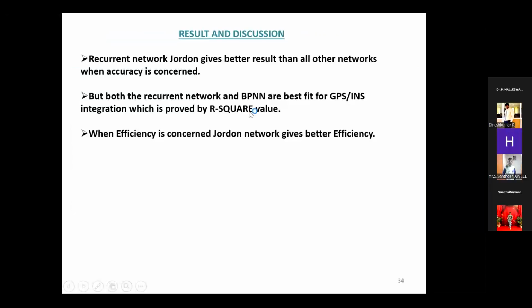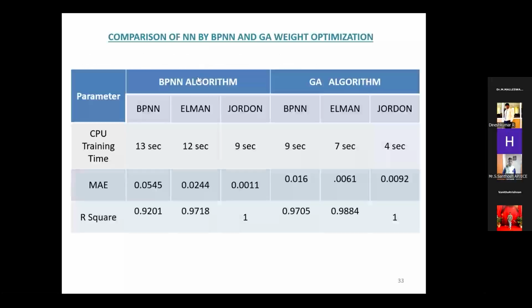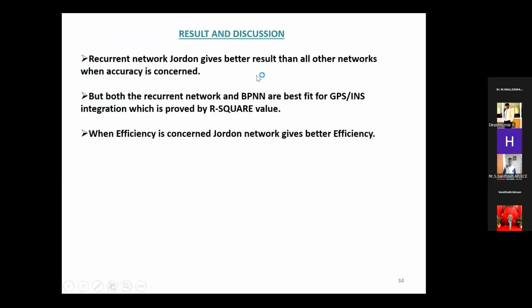From the results we got, what we conclude is that among recurrent networks, we have two types, Elman and Jordan, but Jordan gives better results than all other networks when accuracy is concerned. It's giving a better accuracy because the parameters like R square and mean absolute error are all coming very good for the Jordan type of architecture. So we conclude that it's giving a better result.